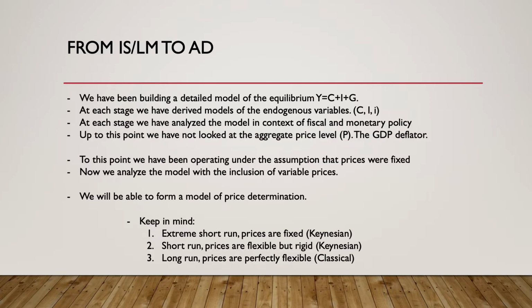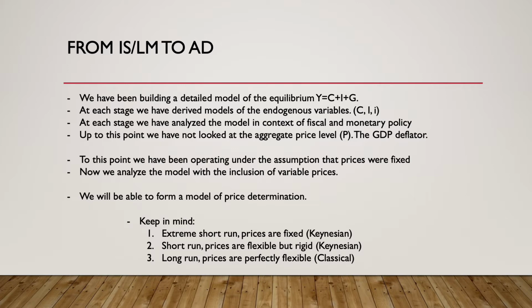From ISLM to aggregate demand. Up until now, we've been building a detailed model of the equilibrium. Output is equal to expenditure. You've seen a lot of different equilibrium statements about this. One of them was Y is equal to E. The other one is Y is equal to C plus I plus G. The other one was, of course, leakages equal to injections.